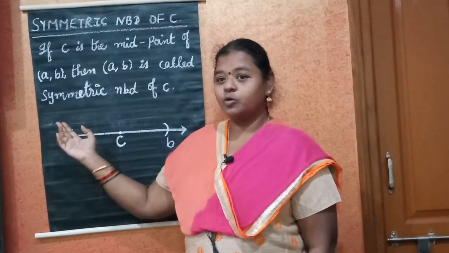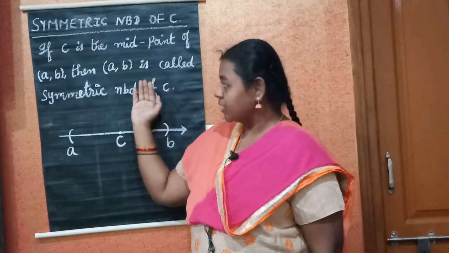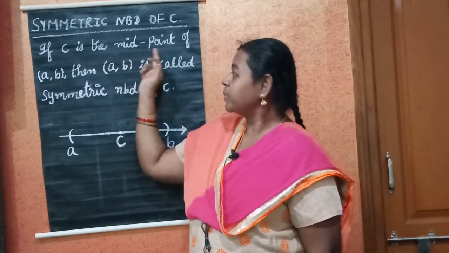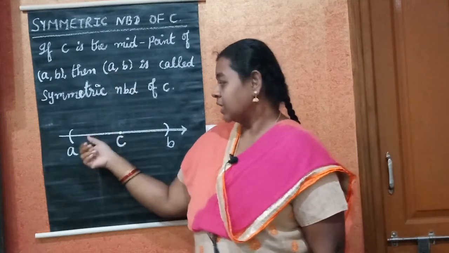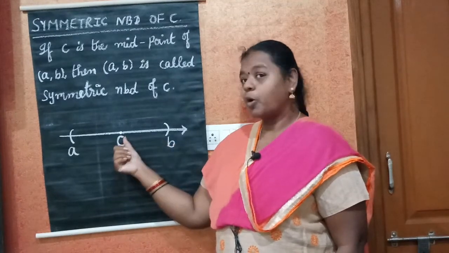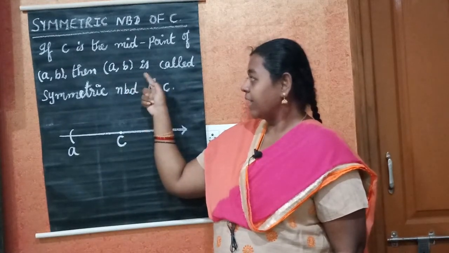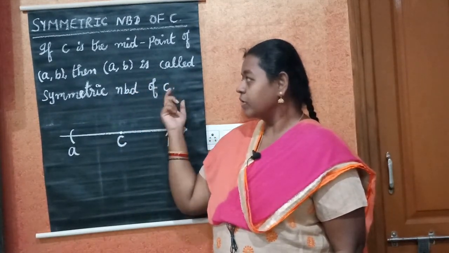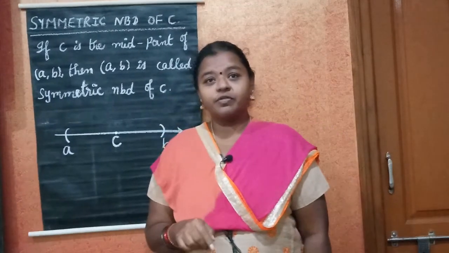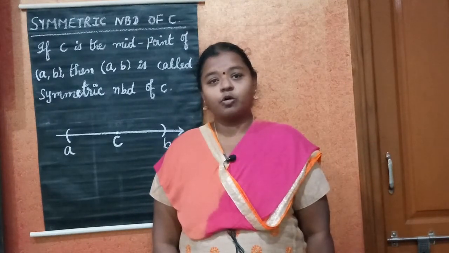The next definition which we are going to learn is symmetric neighborhood of C. Here we consider the same three real numbers. Here C will be the midpoint of (A, B). That is, in the given number line, A and B are taken as the initial and the final point, and the point C will be exactly in between A and B. Then the open interval (A, B) is called a symmetric neighborhood of C. So far we have seen two definitions: first, neighborhood of a point C, and second, symmetric neighborhood of a point C.